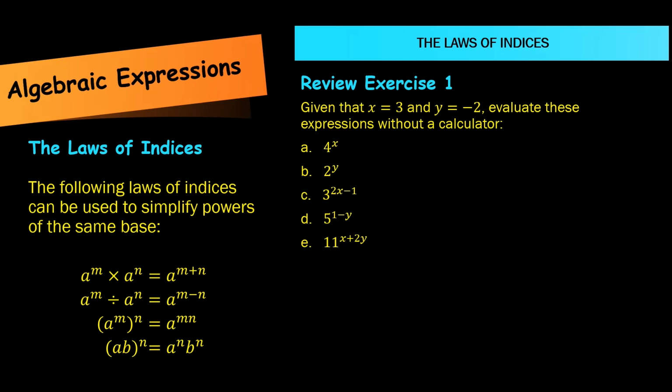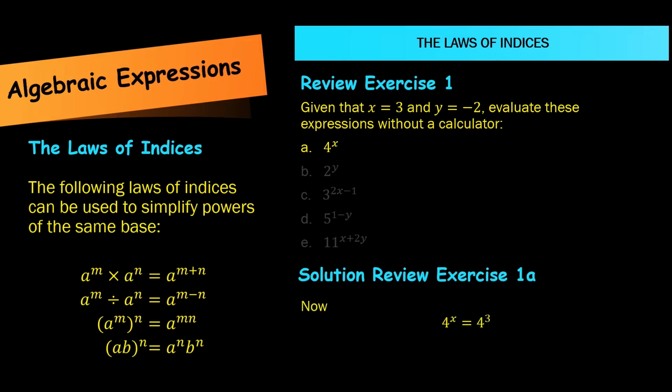We're now going to look at review exercise 1. We are going to begin with review exercise 1a. Given that x equals 3 and y equals minus 2, evaluate 4 to the power x without a calculator. So let's solve this. 4 to the power x equals 4 to the power 3, as shown here, which is of course equal to 4 times 4 times 4. And this is equal to 64.